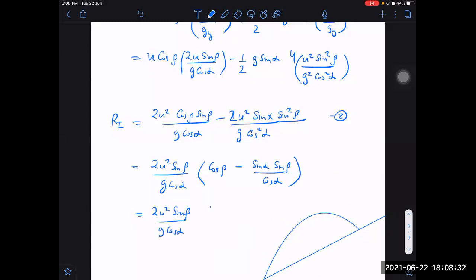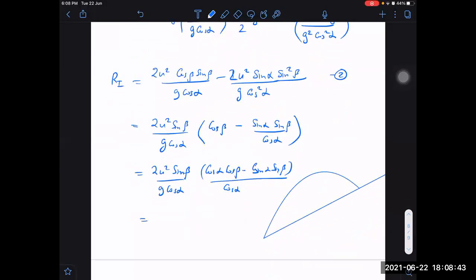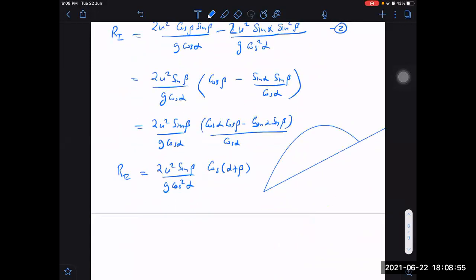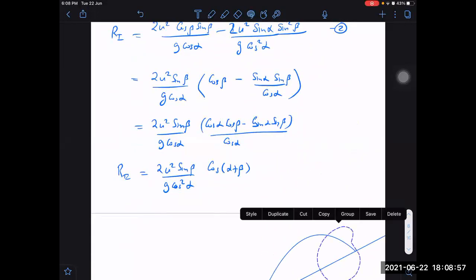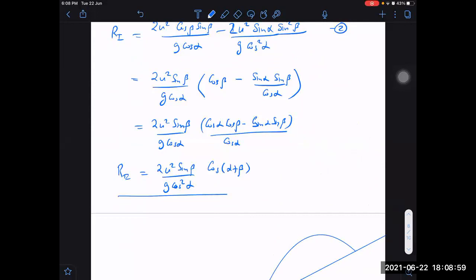Cos beta cos alpha minus sine alpha sine beta. There's a famous formula now, cos of alpha plus beta. I think everybody knows this. So it is 2u square sine beta divided by g cos square alpha, and cos of alpha plus beta. Exactly. This is the range along the incline. So finally, we are getting the range along the incline, and it is still the same result as before.